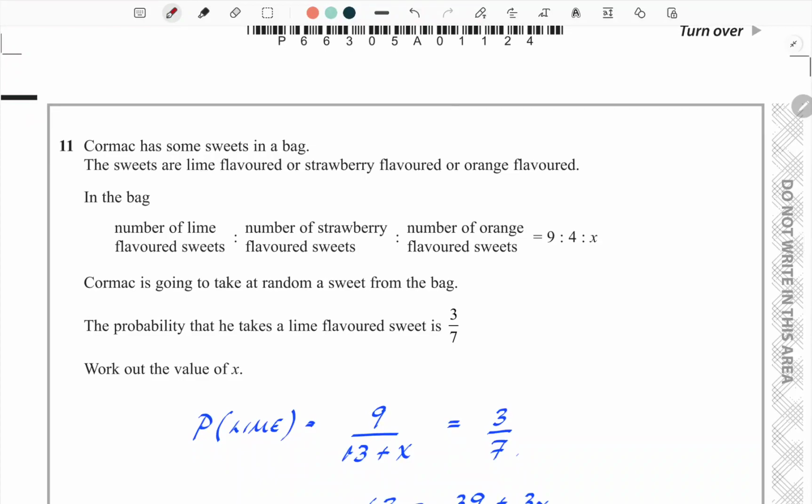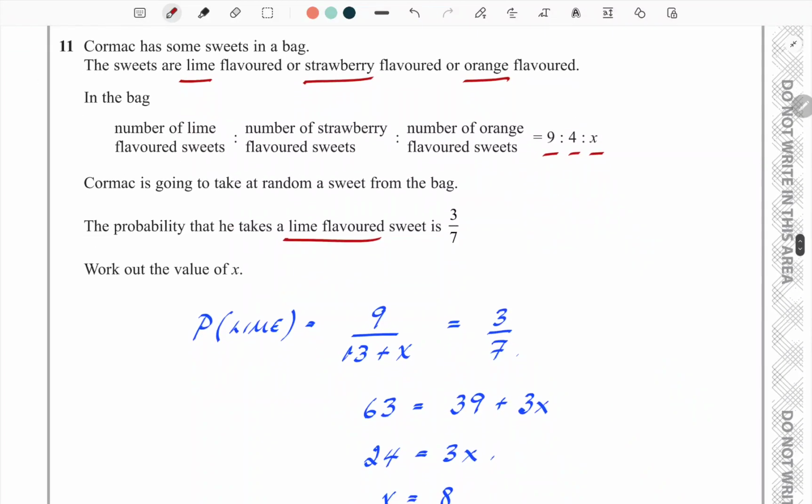Right, number 11. Cormac has some sweets in a bag, and they are lime, strawberry, or orange flavored. They've given the ratio of the sweets, 9 to 4 to X in that order, so lime, strawberry, orange. Then Cormac is going to take, at random, a sweet from the bag. The probability that he takes a lime flavored one is 3/7.